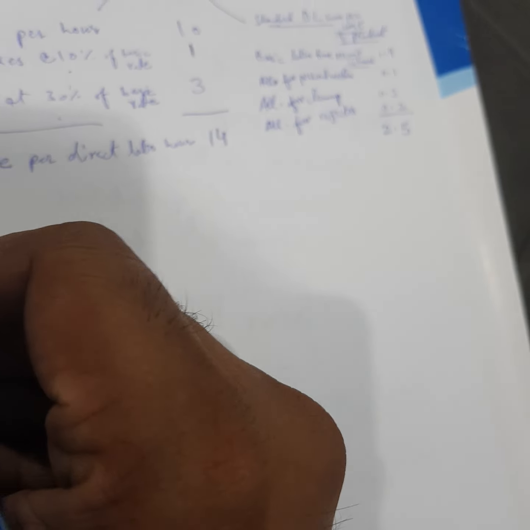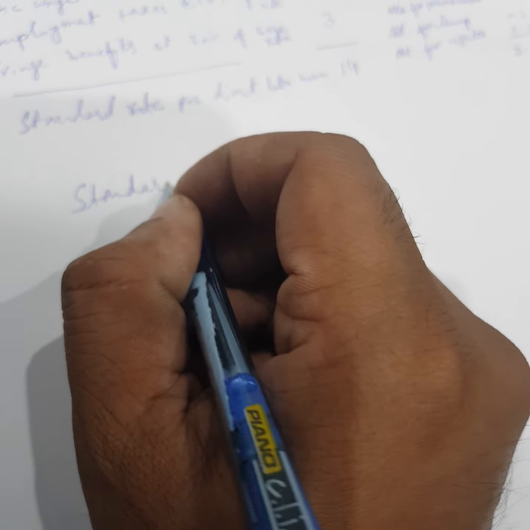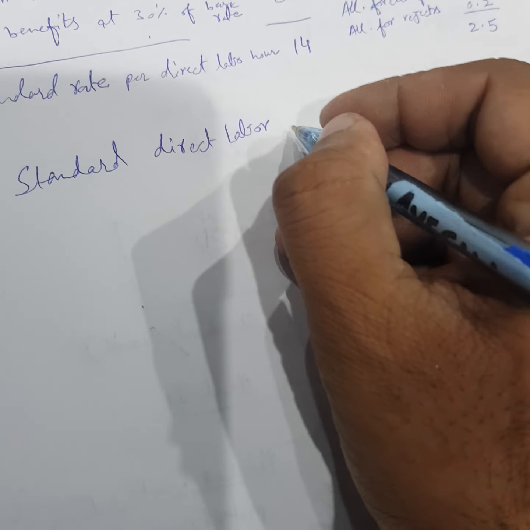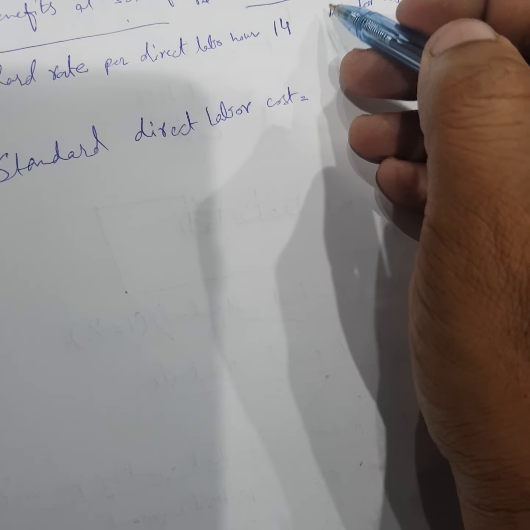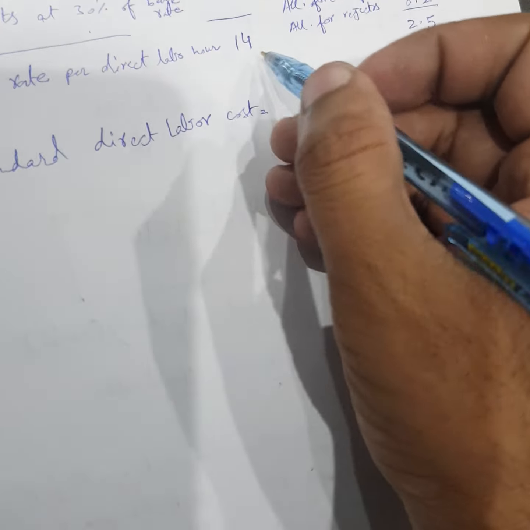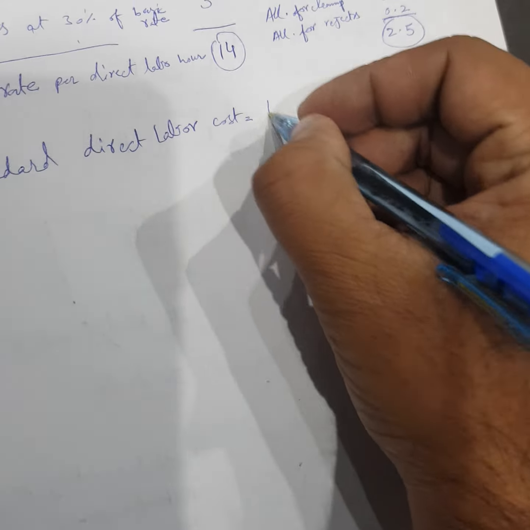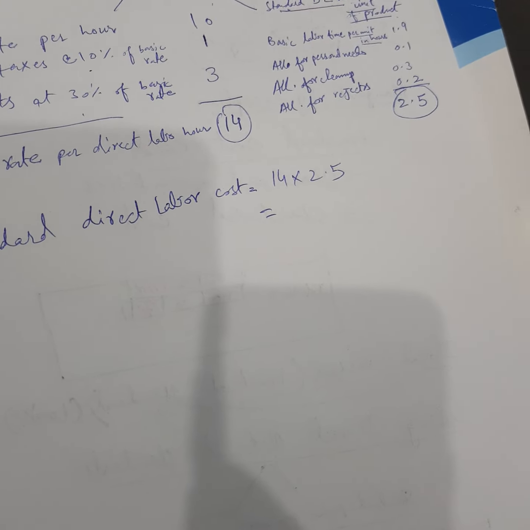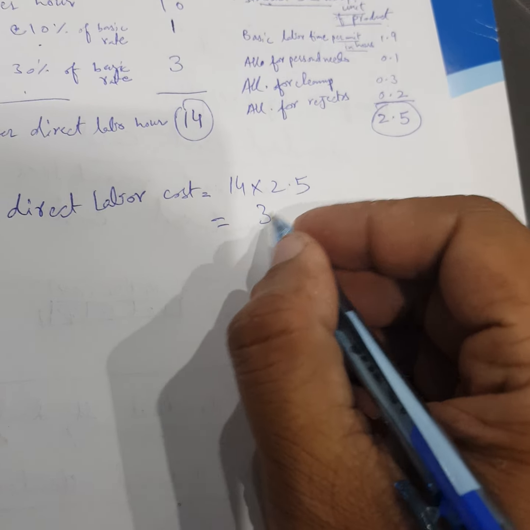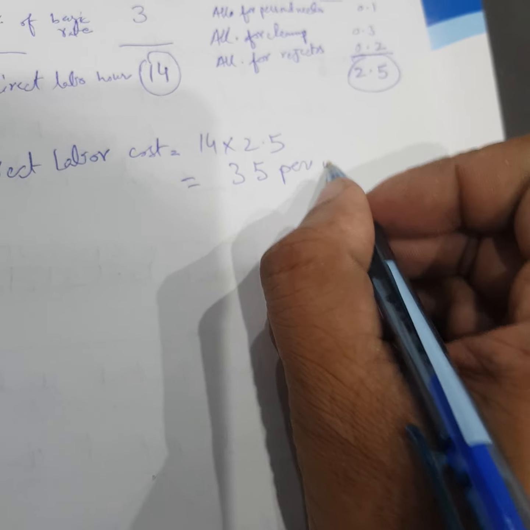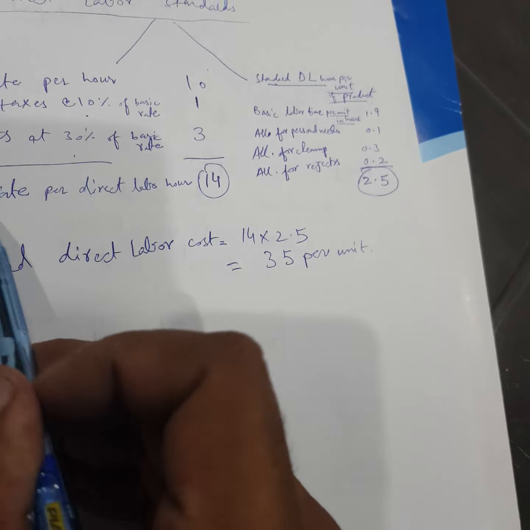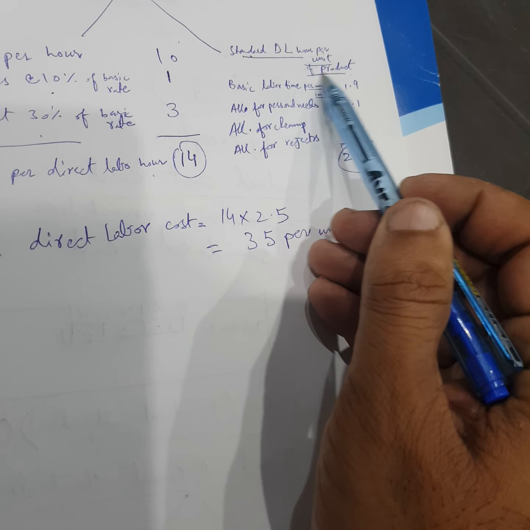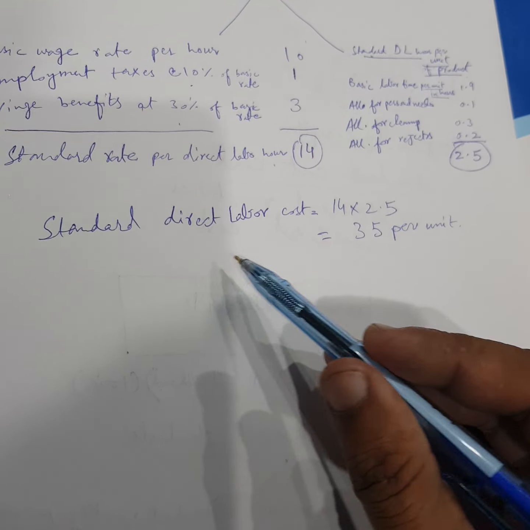So the standard direct labor cost will be calculated by multiplying these two rates. 14 multiplied by 2.5 will be 35 per unit. How do we get it? We multiply the standard rate per direct labor hour with the standard direct labor hour per unit of product. So we will get the standard direct labor cost.